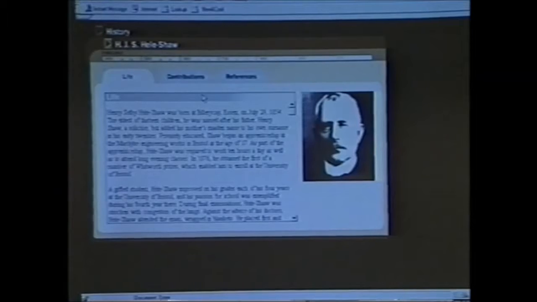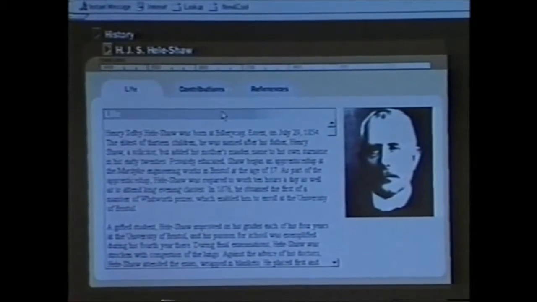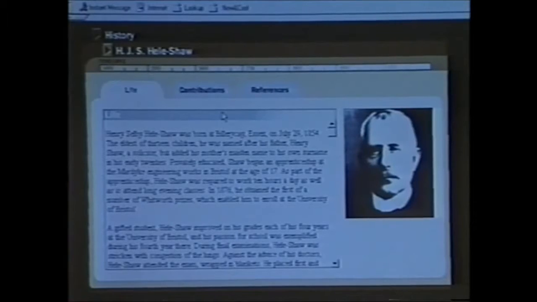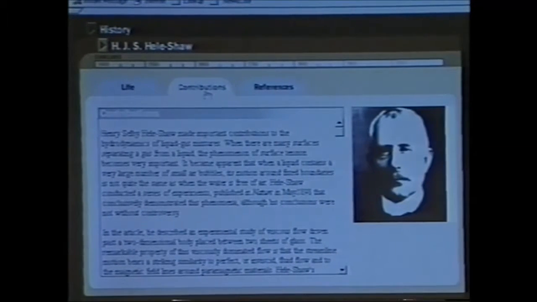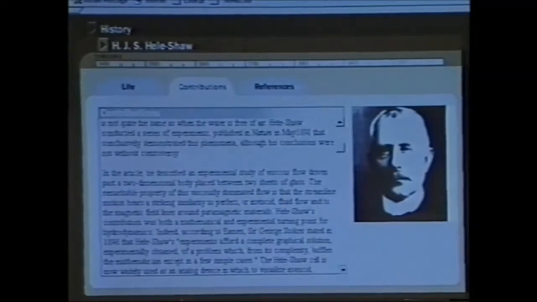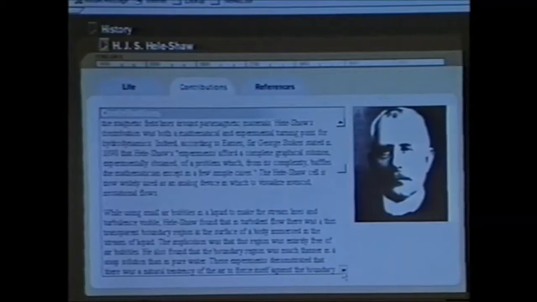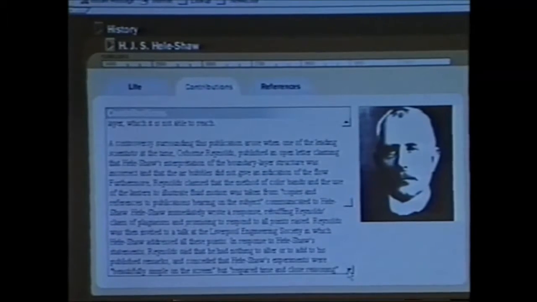So this is where it sort of comes together nicely. It takes a little time; if we could speed it up a little, it would obviously be ideal. But there's Hele-Shaw, that's what he looked like. I was lectured to by people who looked like that. And then you go to contributions, and you can read about his life. He was born in Essex. You start reading through what we did on contributions, and you find something interesting. I'll read it.